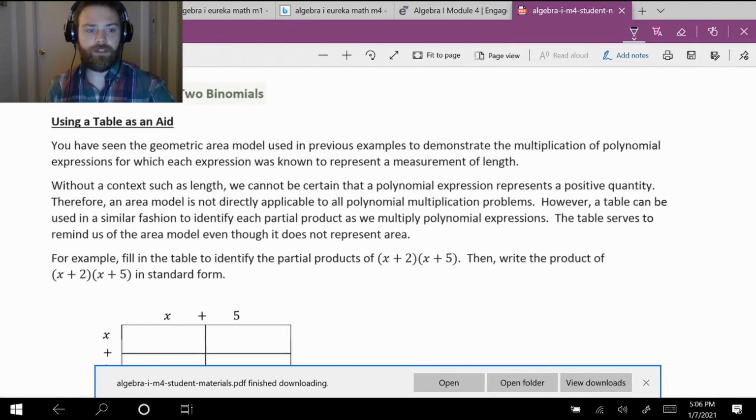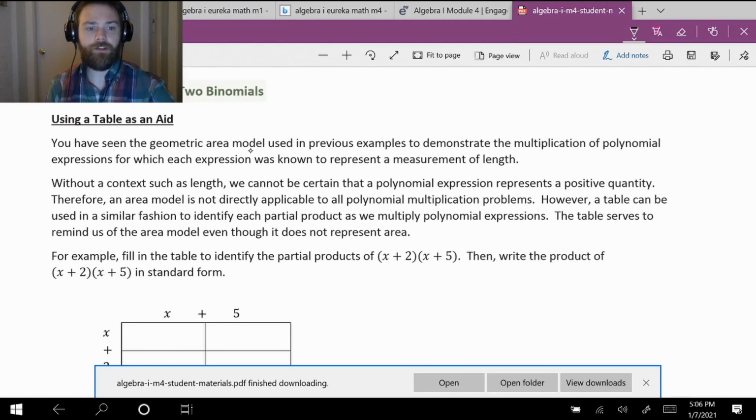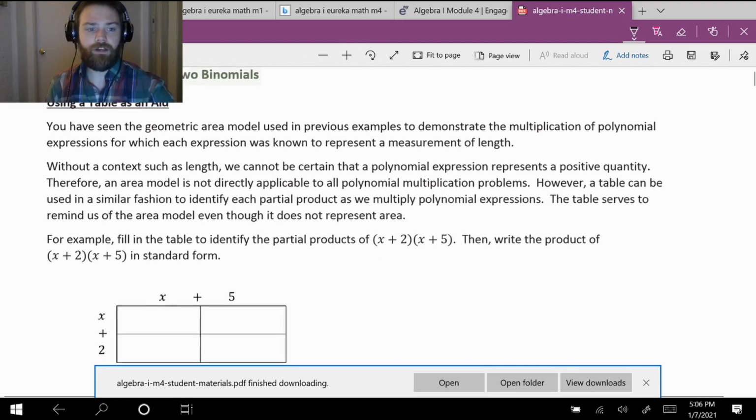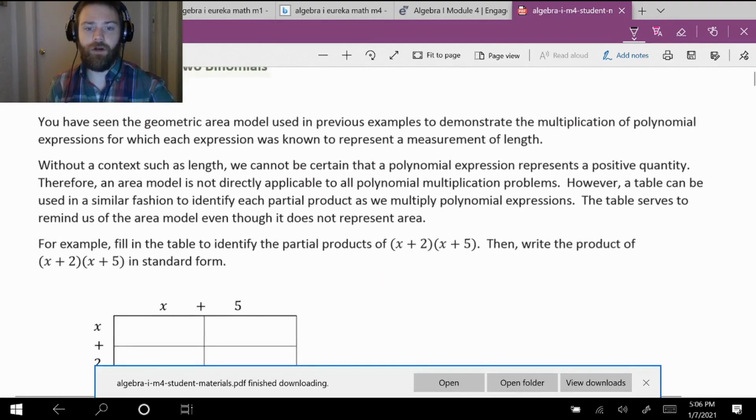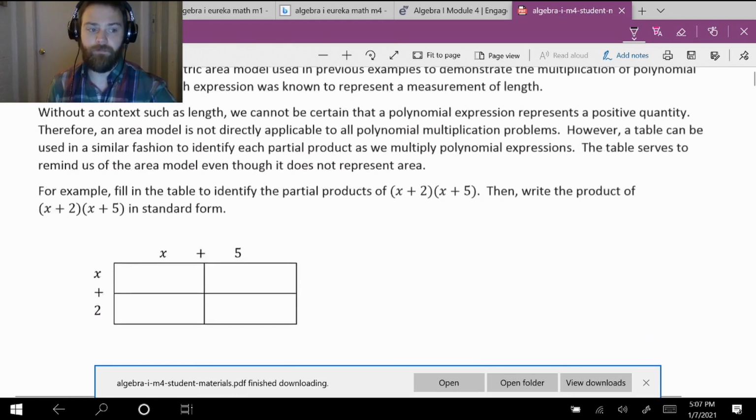So using a table as an aid. You may have seen the geometric area model used in previous examples to demonstrate the multiplication of polynomial expressions for which each expression was known to represent a measurement of length. Without a context such as length, we cannot be certain that a polynomial expression represents a positive quantity. Therefore, an area model is not directly applicable to all polynomial multiplication problems. However, a table can be used in a similar fashion to identify each partial product as we multiply polynomial expressions. The table serves to remind us of the area model even though it does not represent area.